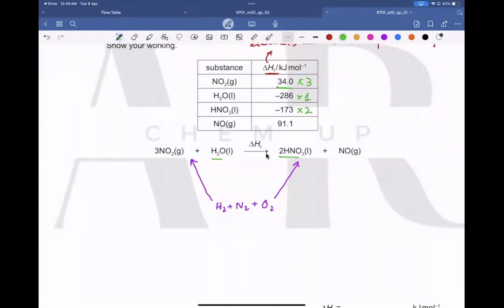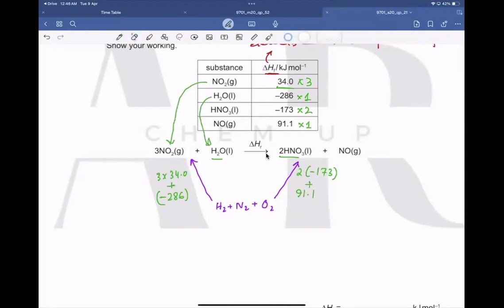So here I'm going to put 3 times 34.0 plus minus 286 only. And here I'm going to put 2 times minus 173 plus 91.1. Yeah, is this clear? Because this is over here and this is over here, so that's why I put their values on the left. And this nitric acid over here and nitrogen monoxide over here, so that's why I put their values on the right.